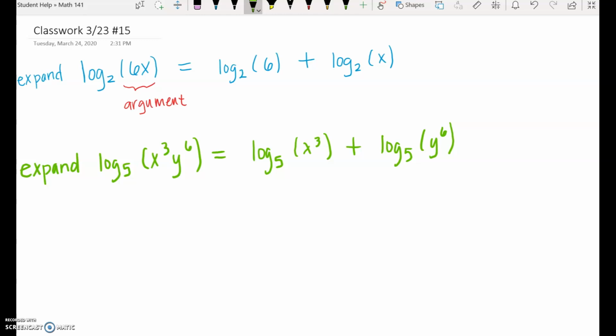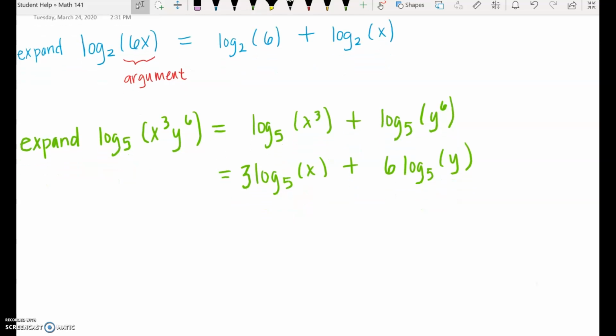But then I'll use the power rule, which lets me take any exponent and bring it down into the front. So log base 5 of x, and the 3 comes down to the front. And here, log base 5 of y, and the 6 comes down into the front. This will be particularly useful when we're solving equations that have to do with finding the amount of time that it takes to invest and make a certain amount of money.